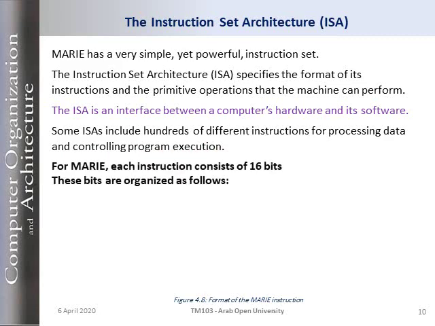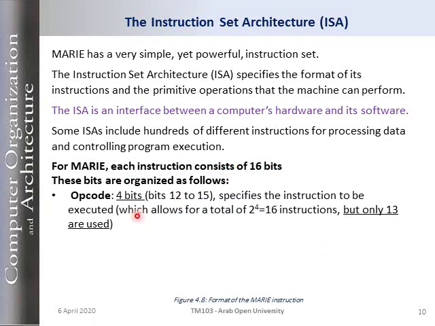For Maria, each instruction consists of 16 bits. So now we will talk about the instruction. Any instruction in Maria has 16 bits. These bits are organized as follows. First, we have the opcode.